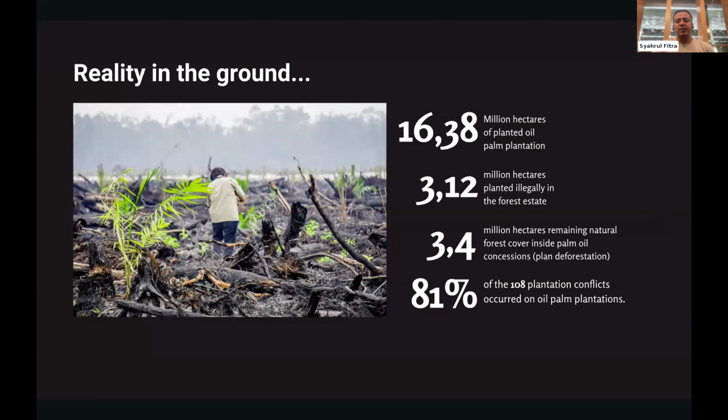And in the field, we found that around 3.12 million hectares, or 3.3 million hectares according to the government data, is illegal in the forest zone.